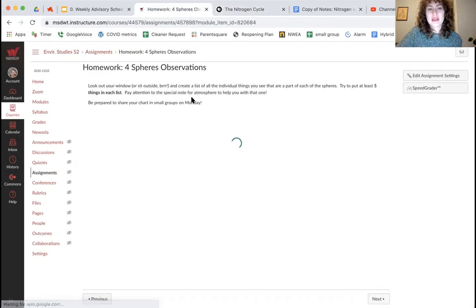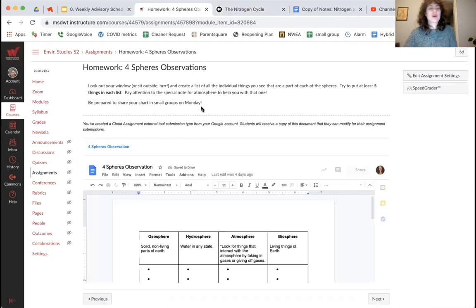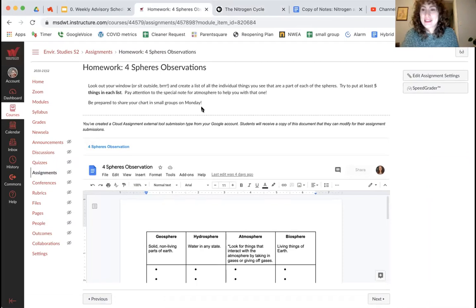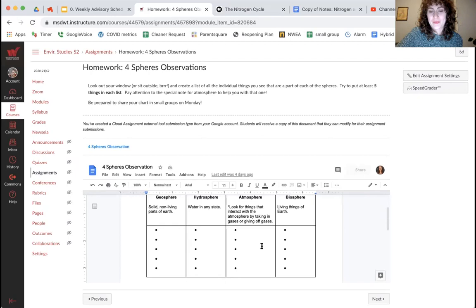And your homework is the 4 spheres observation. So this actually is not related to nitrogen and phosphorus cycles, but I don't want you to forget about the 4 spheres that we just learned about. We learned about 3 of them. So you're going to observe outside, whether you're looking out the window or sitting outside, and you're going to create a list of the individual things that you see that are a part of each of these spheres. So geo, hydro, atmos, and bio. You're going to put 5 things in each list.